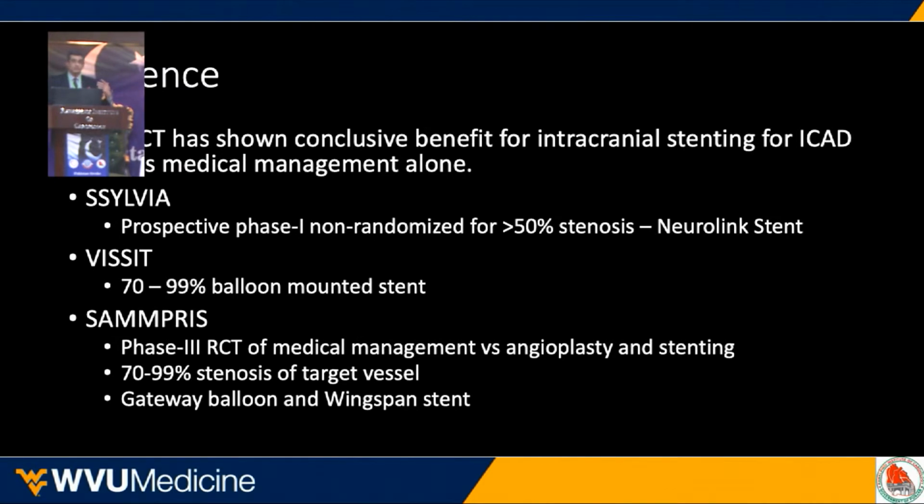No randomized clinical trial has shown benefit for intracranial stenting for ICAD versus medical management alone. Some of the trials listed here: prospective phase 1 randomized, Neurolink, VISSIT, balloon-mounted stent. SAMMPRIS was a phase 3 randomized control trial, 70 to 99% stenosis, Gateway balloon, and a self-expanding Wingspan system. None of these trials have shown conclusive benefit, unlike coronaries, that there is a benefit of intracranial stenting even for symptomatic stenoses. And that is because of the heterogeneity of these lesions and how they can present.